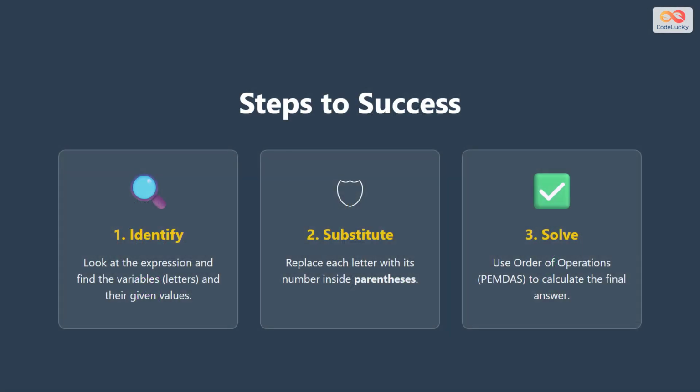Let's recap the steps to success. First, identify the variables and their values. Second, substitute the values into the expression using parentheses. Third, solve using the proper order of operations. Follow these 3 steps and you will get the right answer every time.